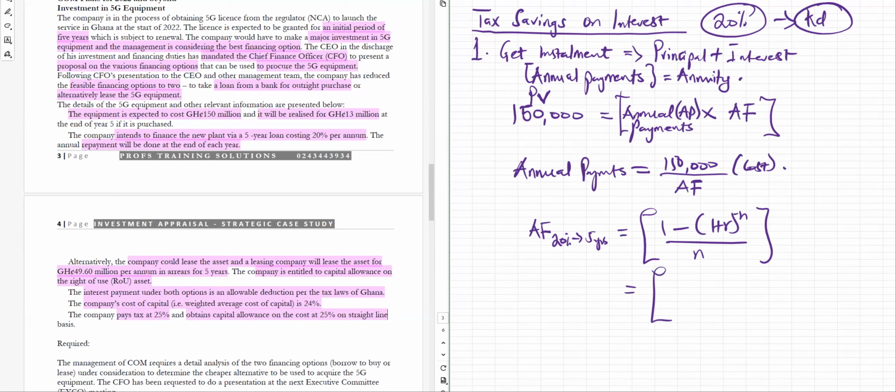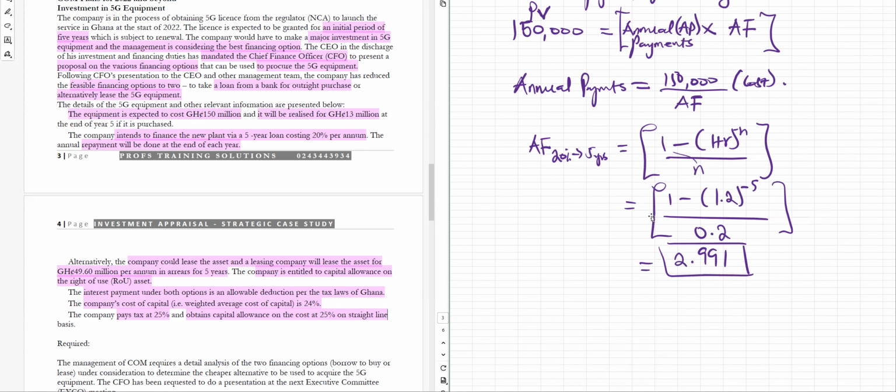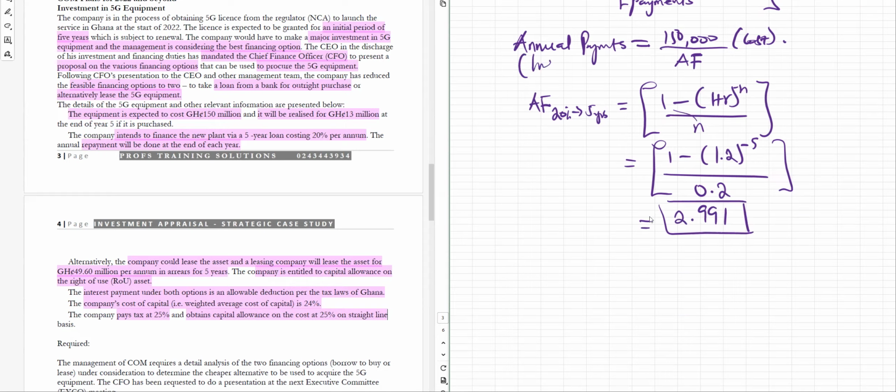So if I put this in my working, 1 minus 1.2 raised to the power minus 5, all over 0.2, I should get the annuity factor. Putting it into my calculator, I end up with 2.991 as my annuity factor. Now that I have that, I can equally get my annual payment, which is my annual installment, right?